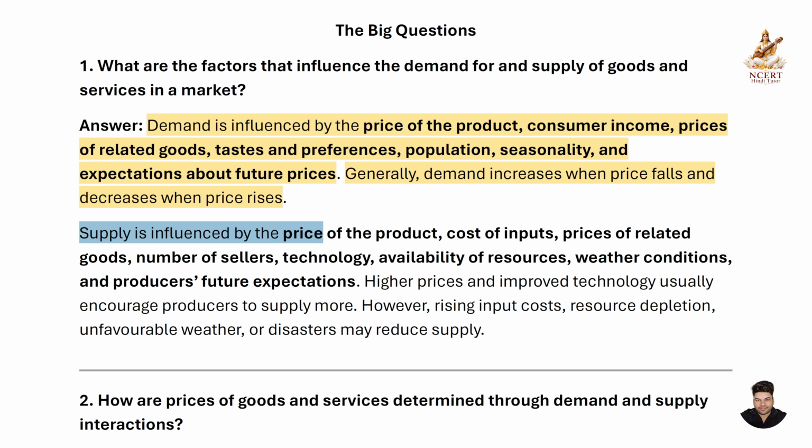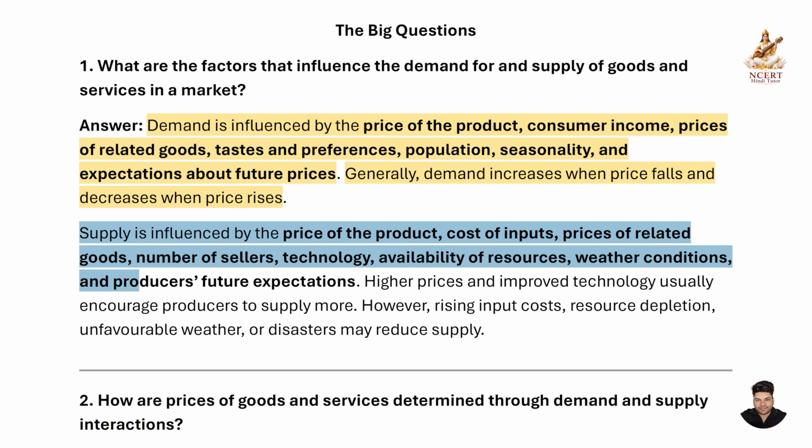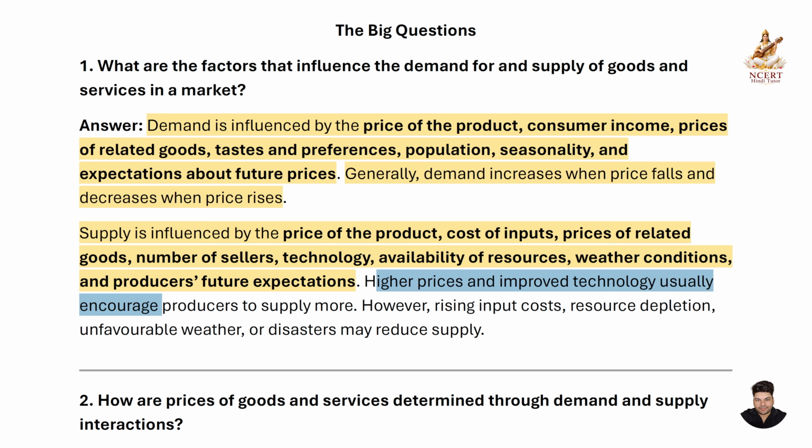Supply is influenced by the price of the product, cost of inputs, prices of related goods, number of sellers, technology, availability of resources, weather conditions, and producers' future expectations. Higher prices and improved technology usually encourage producers to supply more. However, rising input cost, resource depletion, unfavorable weather, or disasters may reduce supply.